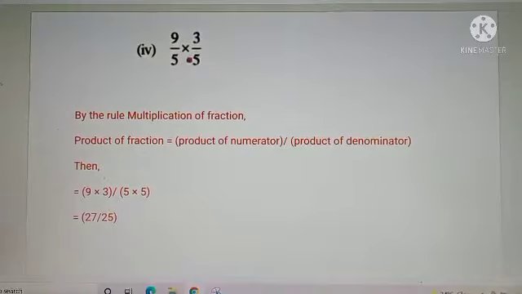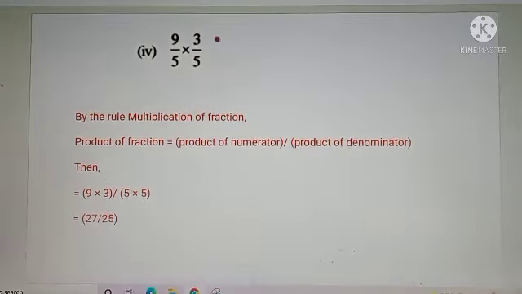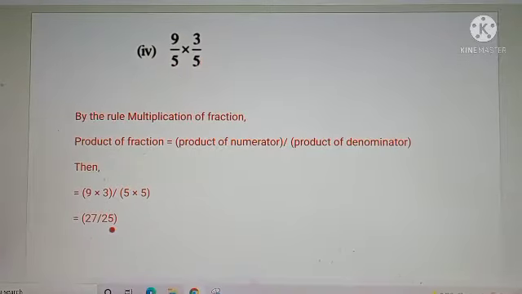9 by 5 into 3 by 5. 9 into 3, 27. 5 into 5, 25.